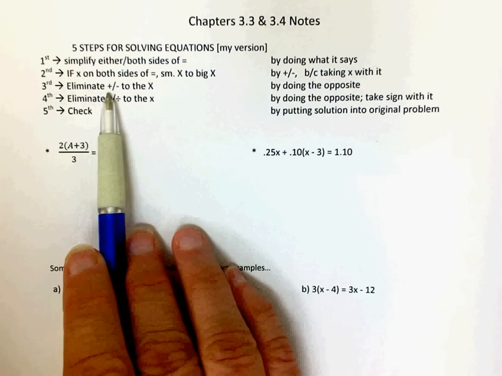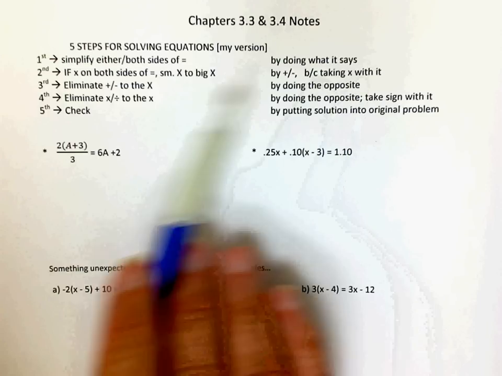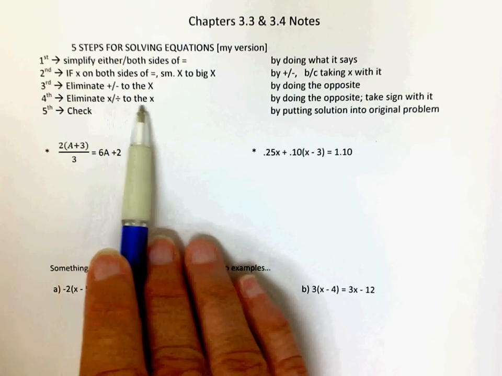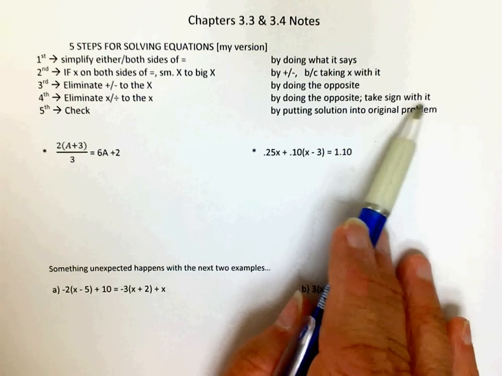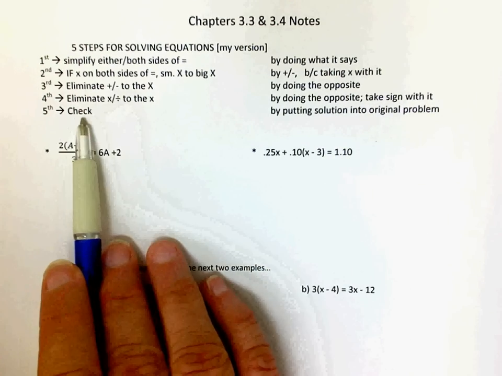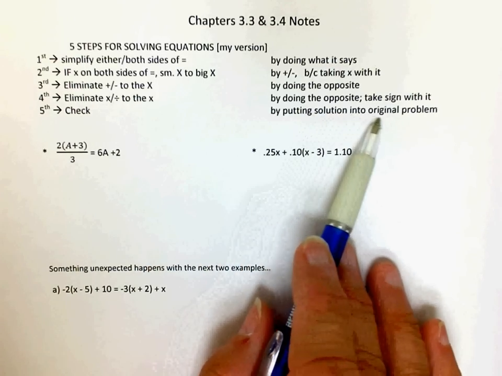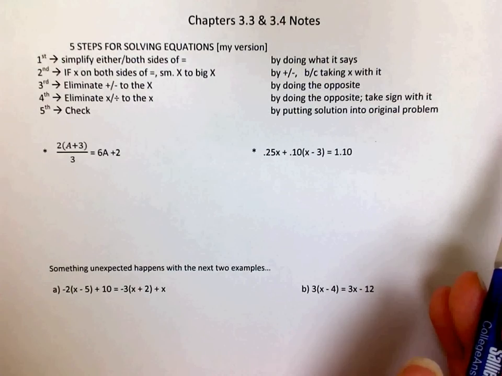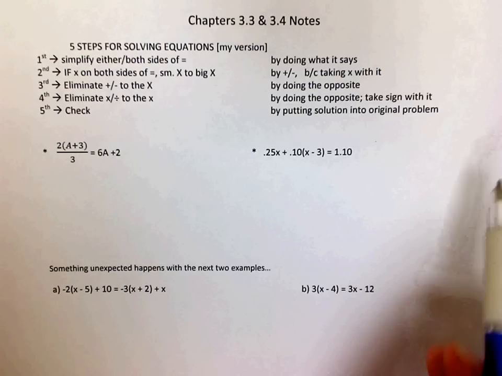Then eliminate whatever's added or subtracted to the x, again by doing the opposite. Eliminate whatever's multiplied or divided to the x by doing the opposite. Remember to take the sign with it. If you check the problem, you do this by putting the solution into the original problem. Why not put it in an intermediate step? Because you might have made a mistake in an intermediate step.